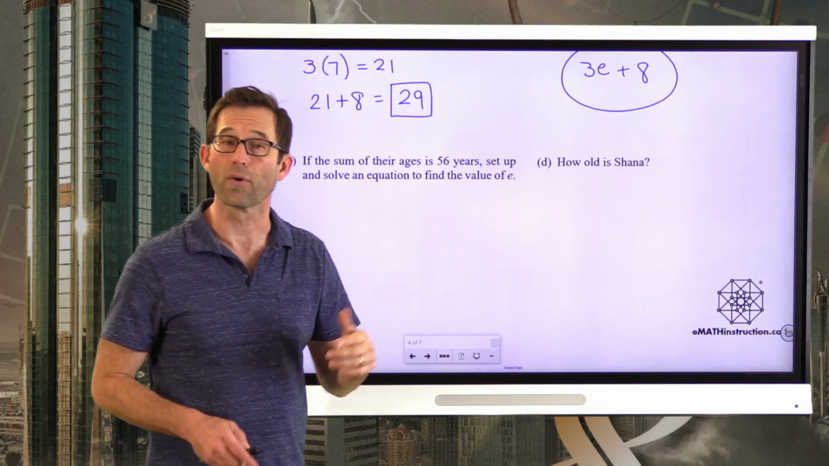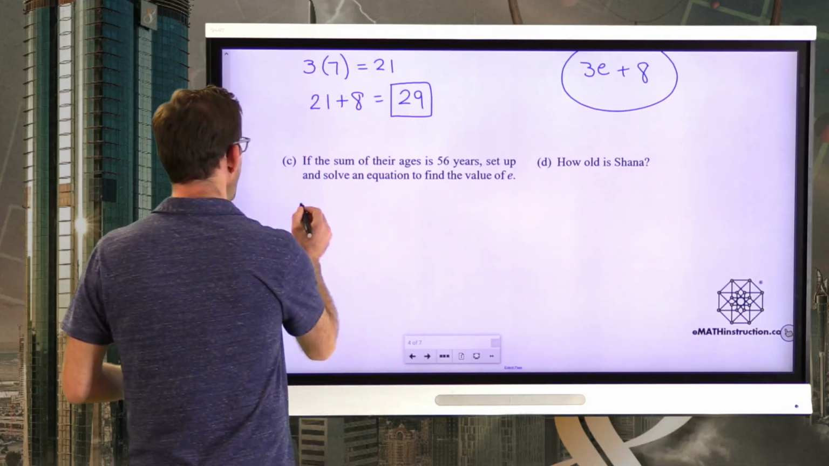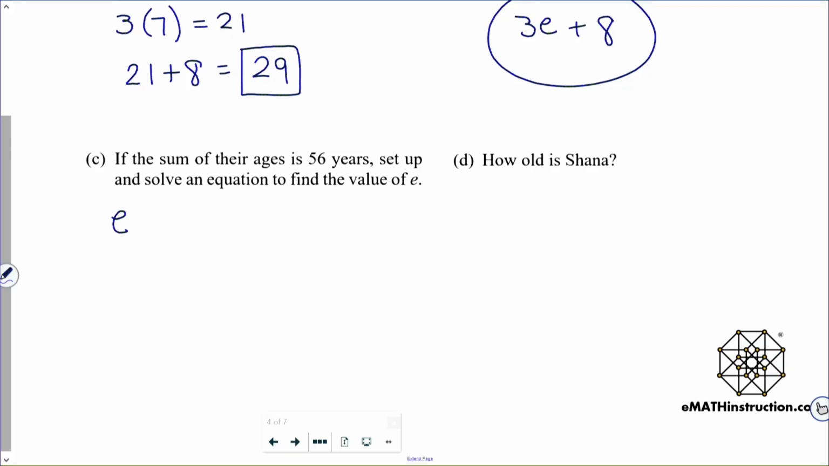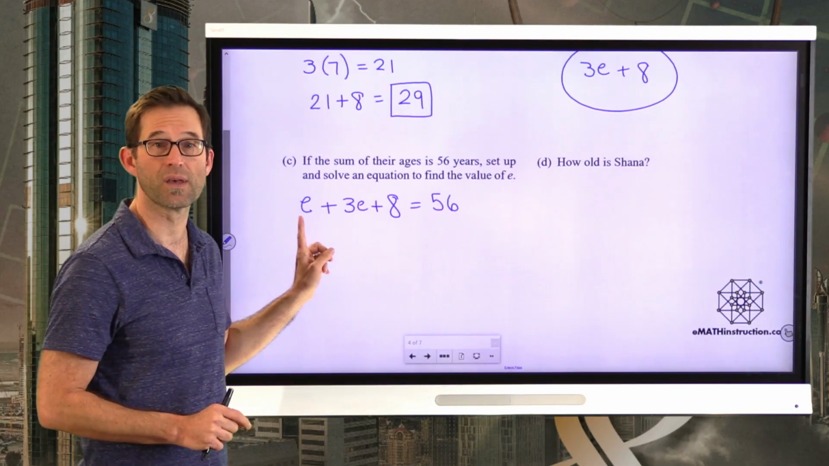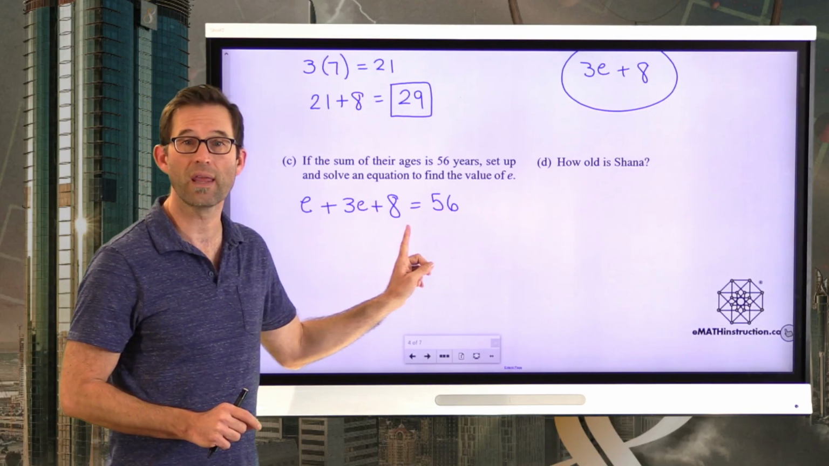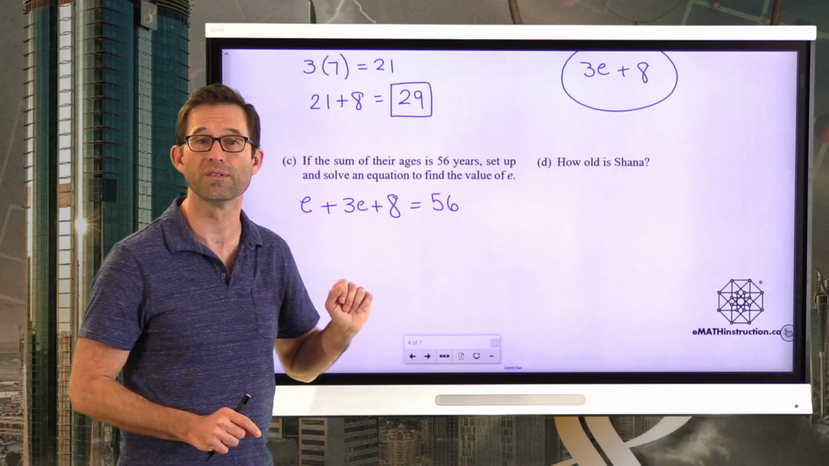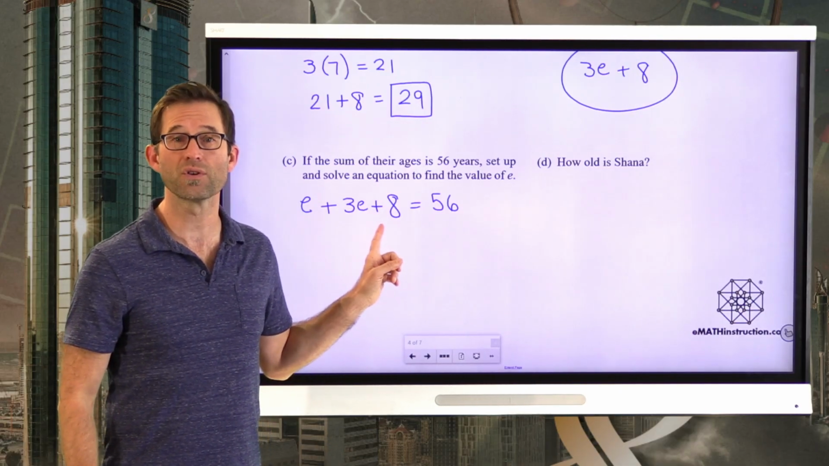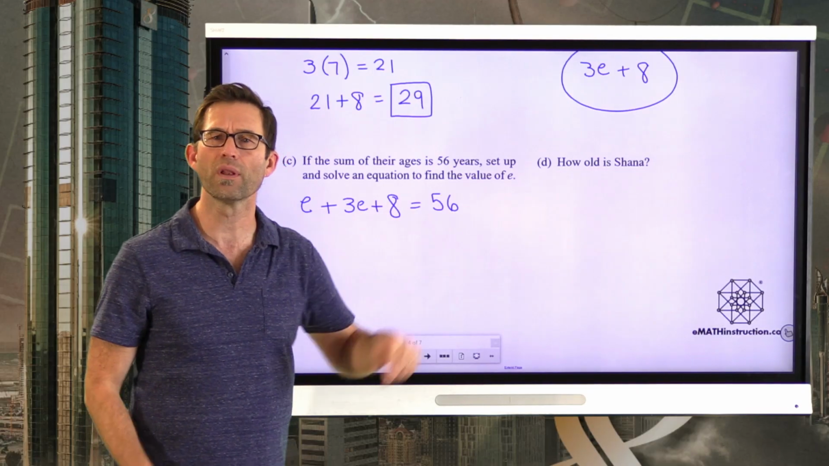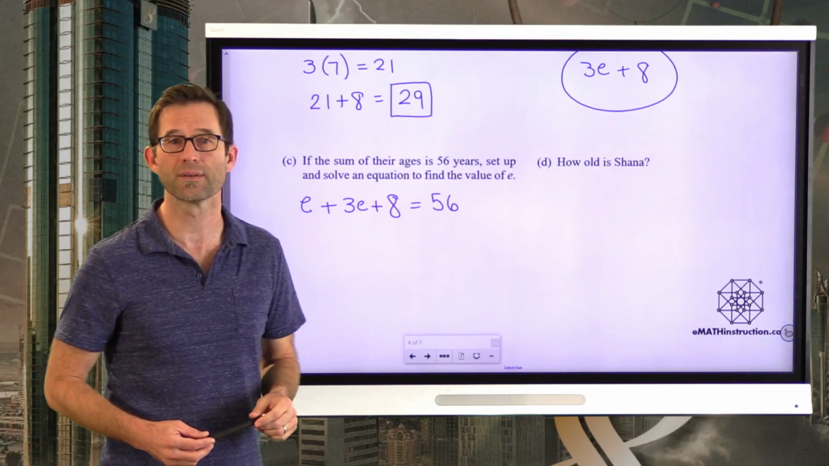So let's do that together. If we're going to sum their ages, we start with Evie's age, E, and we add to it Shayna's age, which is 3E plus 8. That then is going to be equal to 56, right? This equation models the scenario because it's the sum of Evie's age plus Shayna's age is equal to 56. What I'd like you to do now is pause the video, solve this equation to find Evie's age, and then also in letter D, figure out how old Shayna is.